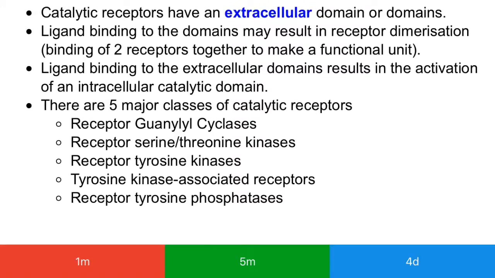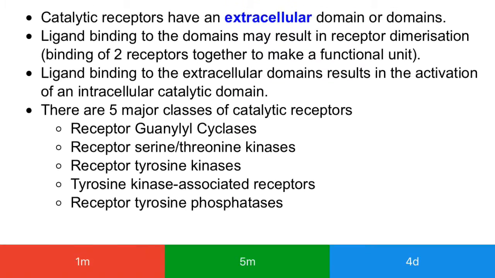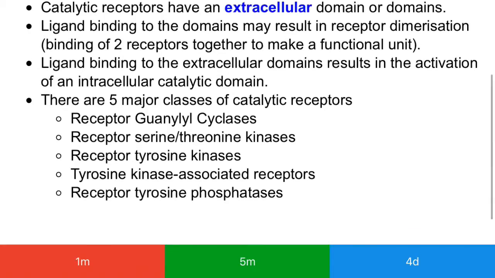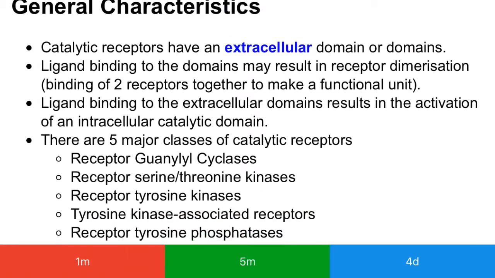Ligand binding to the extracellular domains results in the activation of an intracellular catalytic domain. There are 5 major classes of catalytic receptors. Receptor guanylyl cyclases and so on. You know, that's not really important right now. Okay, cool. We're going to push this forward. That'll be a new card.